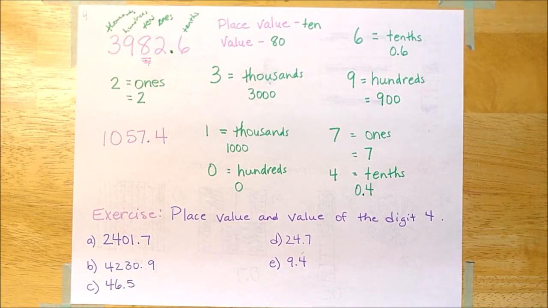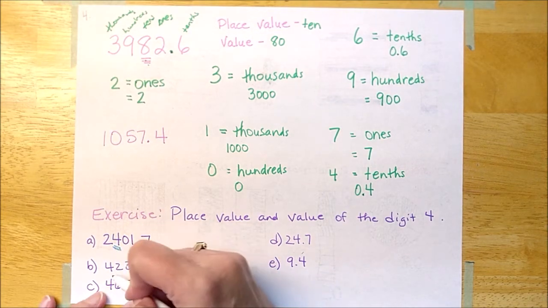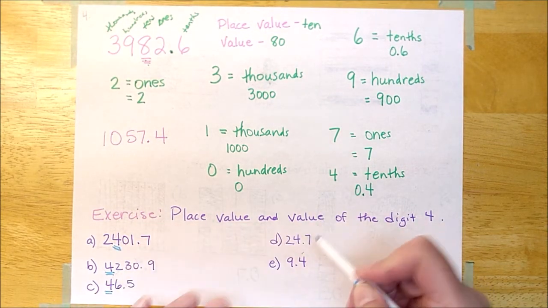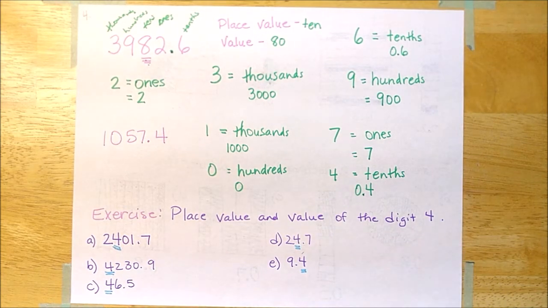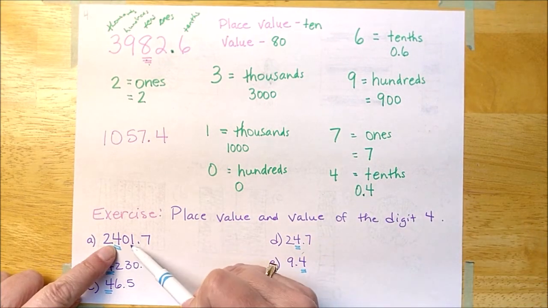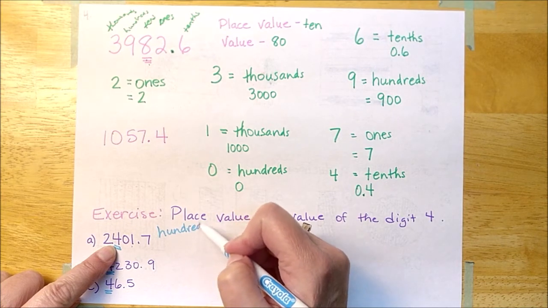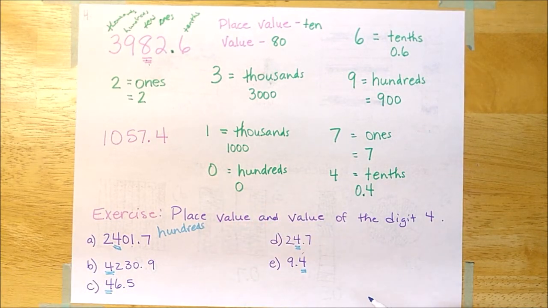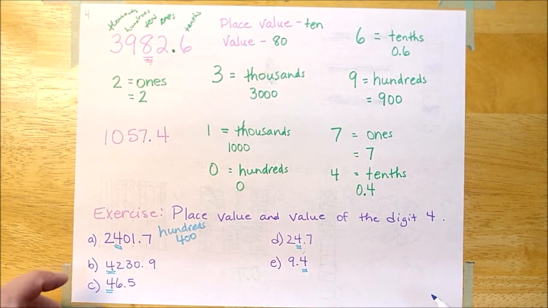So I would first say I'm going to underline the 4 so I can see it and it stands out for me. So now I have to tell what his place value is. So the 4 is in the ones, tens, hundreds place. So his place value is hundreds, and he has a value of 400.